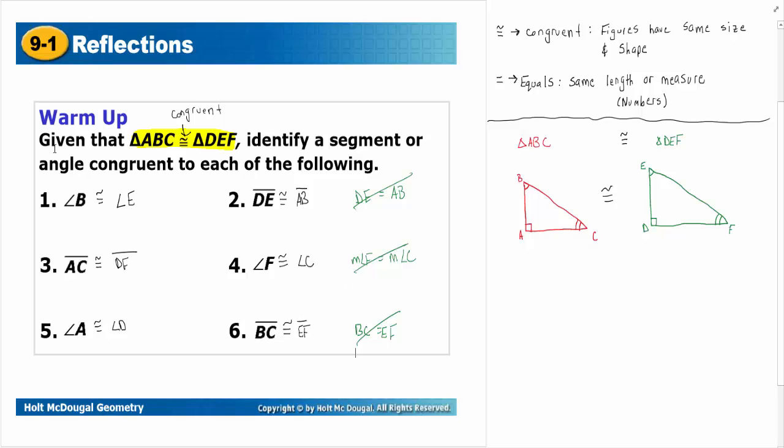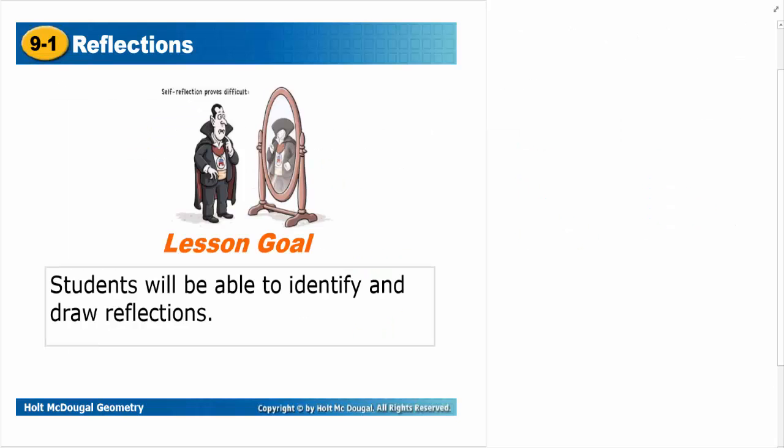Alright, so that's going to be the warm-up for 9.1. Alright, so now we're going to move into the lesson on 9.1. And again, 9.1, we're going to focus on reflections. Now, we've done reflections briefly. We didn't go over it too much because it was a warm-up in 1.7. But we're going to obviously go into it in a little bit more detail today. So your goal for today is to be able to identify and then also be able to actually draw reflections. So that's our only real goal for today. So hopefully it won't be so bad.